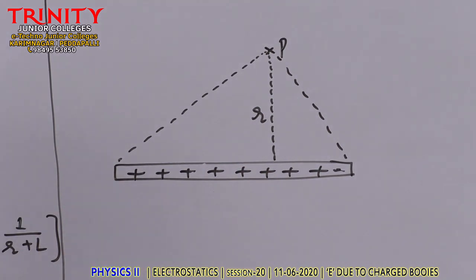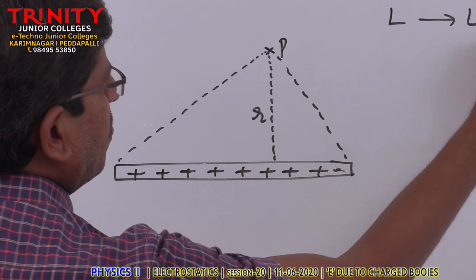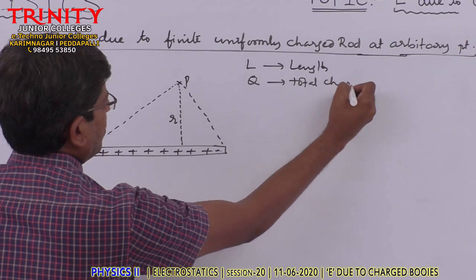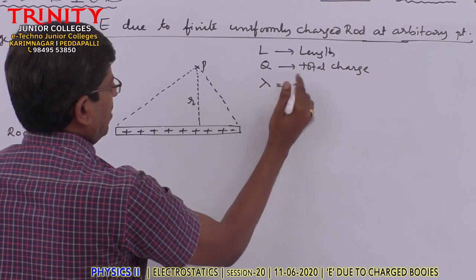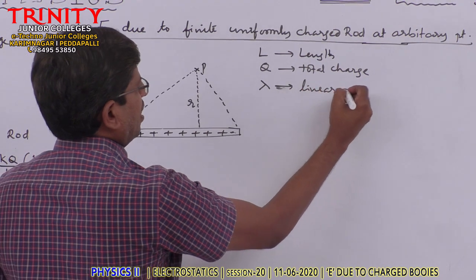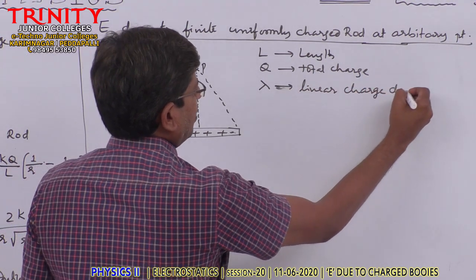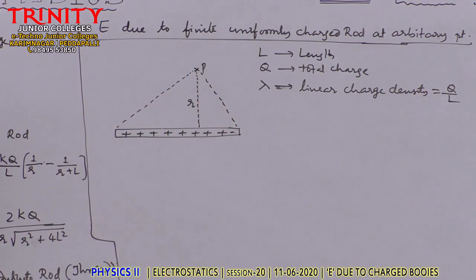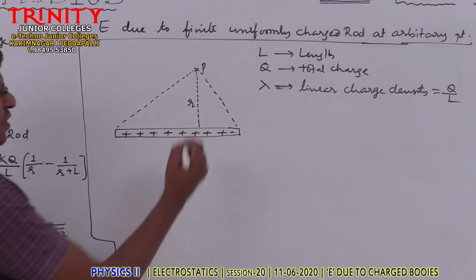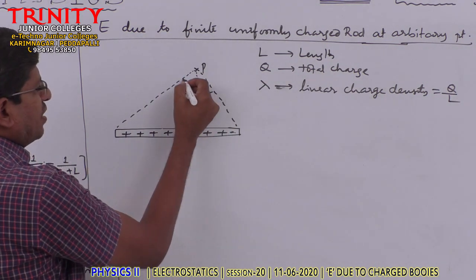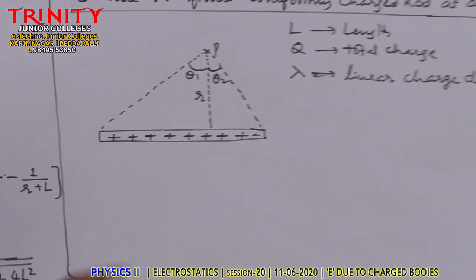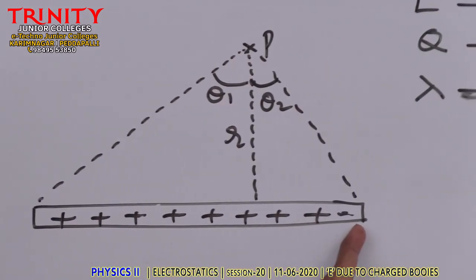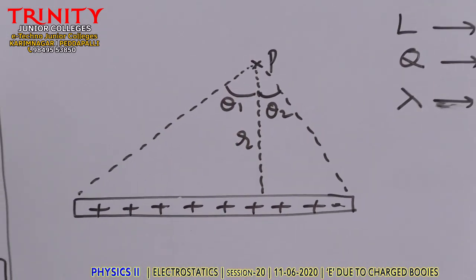As usual, L is the length of the rod, and Q is the total charge on it, and lambda is the linear charge density. The meaning of that is charge per unit length. So lambda equals what? Q by L. Now let us take this one. This is some angle theta 2 and this is some angle theta 1. So this point is making an angle theta 1 with this end of the rod and theta 2 with the other end of the rod. This line is making those angles.